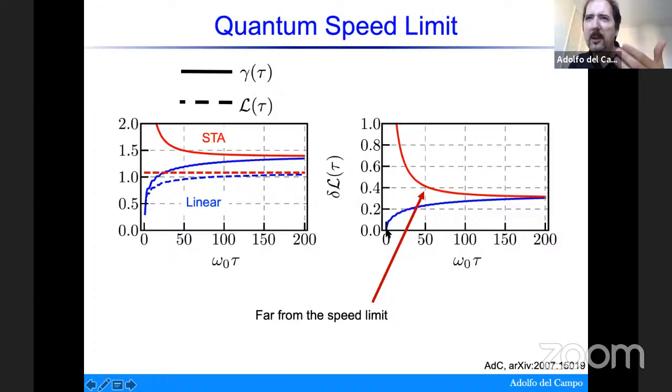But this really corresponds to the sudden quench where you have not let the system evolve. So this is not a relevant case for the evolution. So in a way, none of the processes is time optimal, from the point of view that none of the processes reaches speed limits.